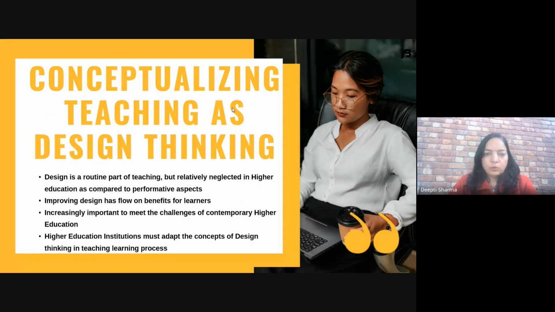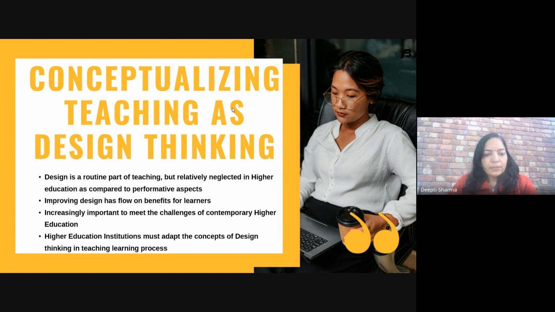So let's move further with the concept of design thinking, that is, how we can conceptualize teaching as design thinking. Design is a routine part of teaching, but relatively neglected in higher education as compared to the performative aspects. We have already implemented these things in earlier versions, and in industrial training sessions also. But in higher education teaching, we are yet to implement each and every aspect of design thinking.